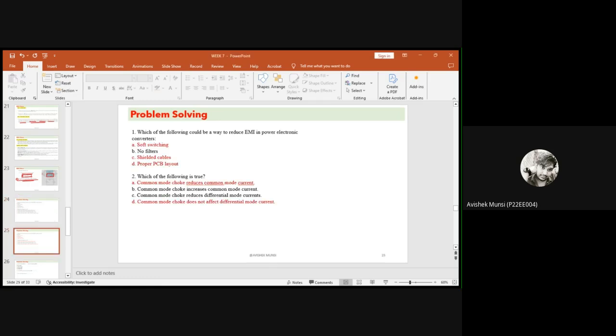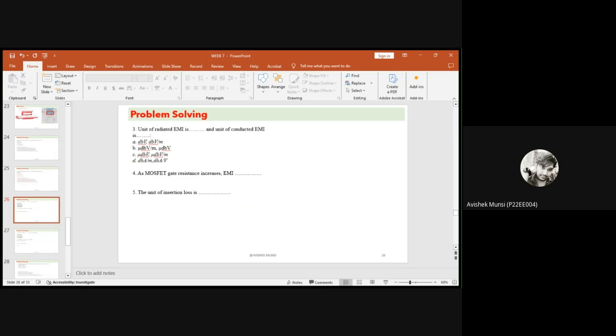Fine. So, first question: which of the following could be a way to reduce EMI? One is soft switching; I already discussed shielding cables and proper PCB layout. These are the solutions. Next, which of the following is true? It said that a common mode choke reduces common mode current. Obviously, a common mode choke doesn't affect the differential mode current. As I said while discussing it, it looks invisible to the differential mode current, so it doesn't have any effect on differential mode current and voltages. So options A and D are correct.